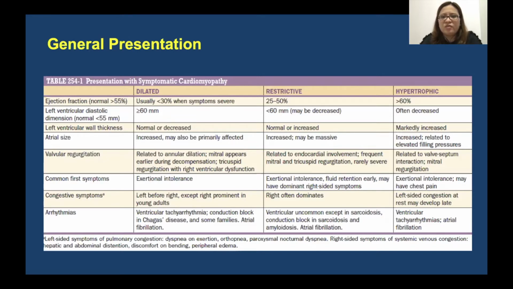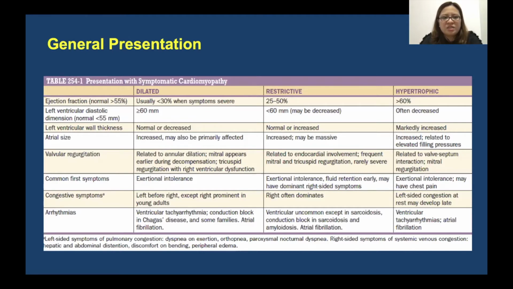right-sided heart failure symptoms may occur early in the disease. So there is fluid retention, which may be manifested by peripheral edema or neck vein distension. There may also be hepatojugular reflux or ascites. In hypertrophic cardiomyopathy, exercise intolerance may be combined with chest pain. The chest pain can be secondary to subendocardial ischemia.